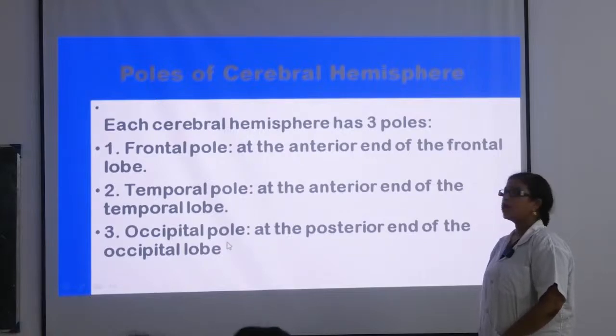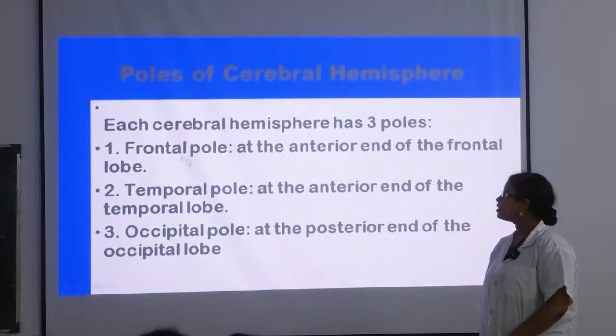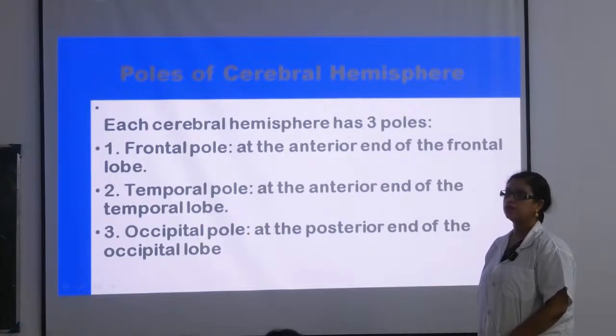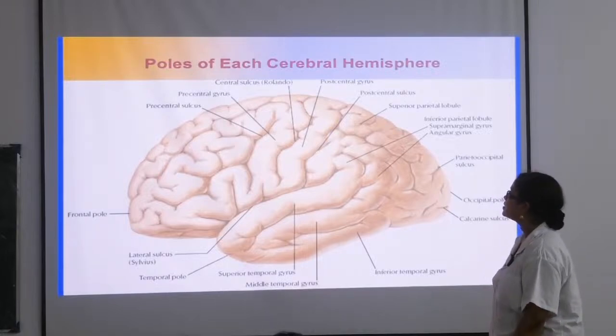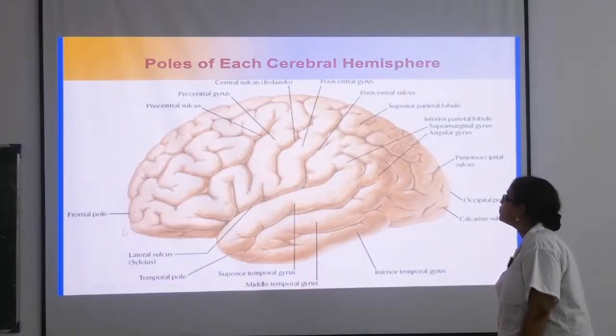Okay, so this pole already I have discussed. ঠিক আছে, একটা হচ্ছে ফ্রন্টাল পোল, টেম্পোরাল পোল এন্ড অক্সিপিটাল পোল. প্যারাইটাল কিন্তু কোনো পোল নেই. ঠিক আছে, so these are the three poles. So now see here each and every sulcus, তাই তো. So if you see, এটা কি হচ্ছে? এটা হচ্ছে প্রিসেন্ট্রাল জাইরাস, এটা হচ্ছে পোস্ট সেন্ট্রাল জাইরাস.